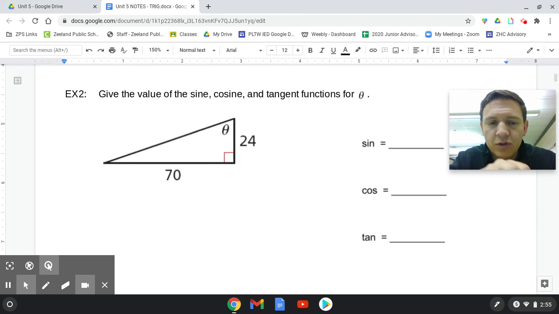Okay? So do the Pythagorean theorem, find the hypotenuse, then fill out those trig functions on your own. Go ahead, hit pause right now. If you stay on any longer, you're going to see the answers.